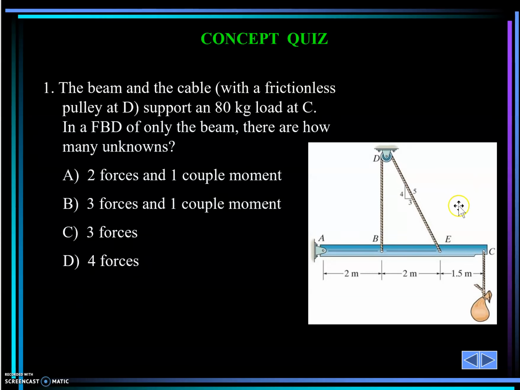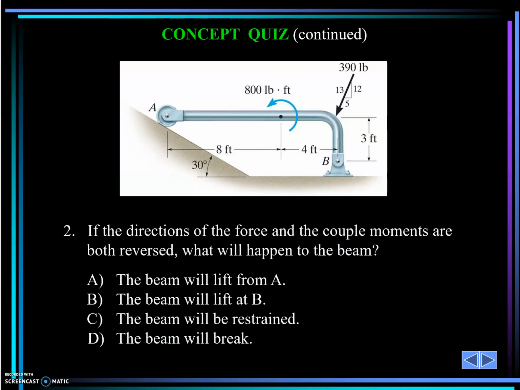For that example I showed last time, how many unknowns do we see? At A, I have two unknowns, right? And then the tension of the cable, since this is smooth, the tension in the vertical cable DB is the same as DE. So I have one unknown of tension and two unknowns at the supports. So I have three unknown forces that I need to identify.